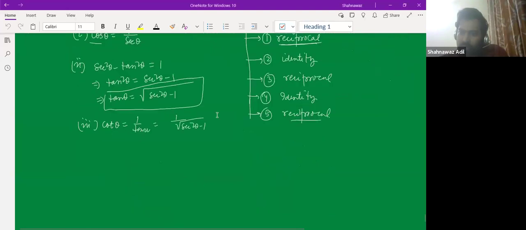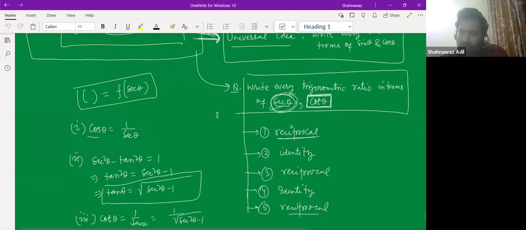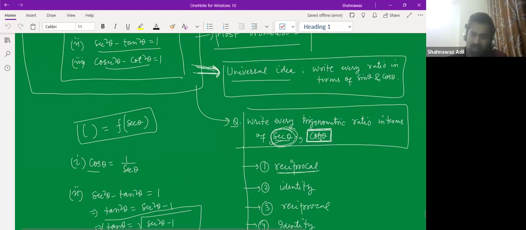The previous class we talked about... yes, did you guys try this question? Cot theta, expressing every trigonometric identity in terms of cot theta. Did you guys practice this?